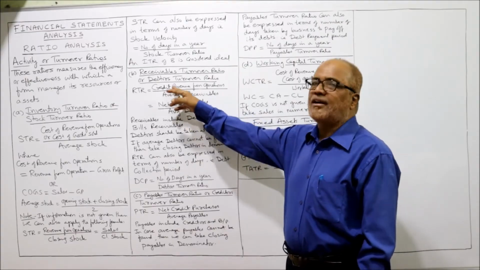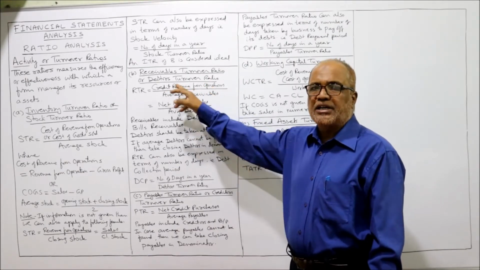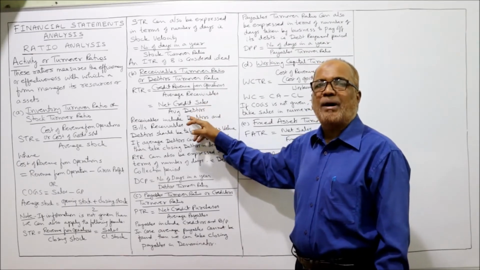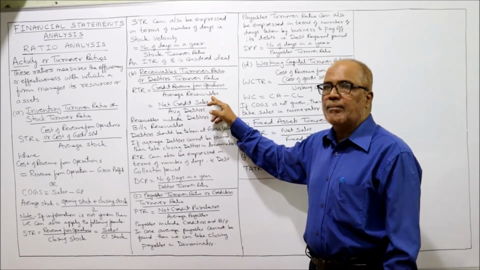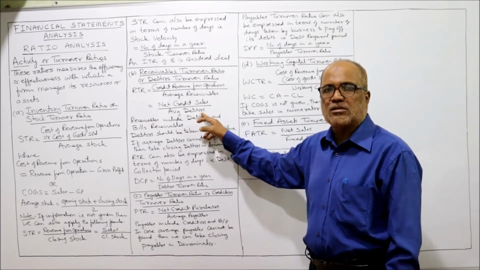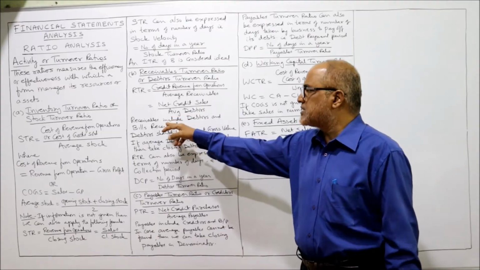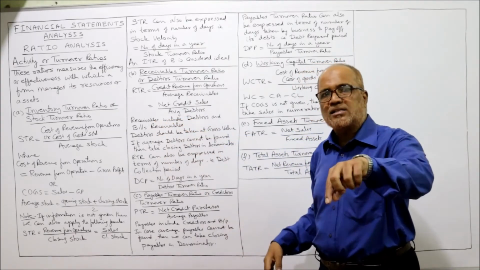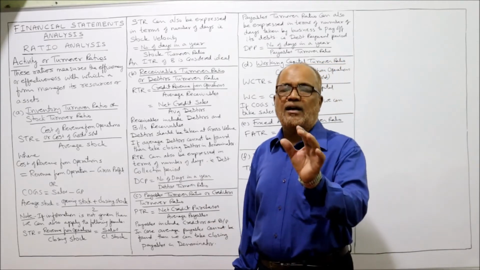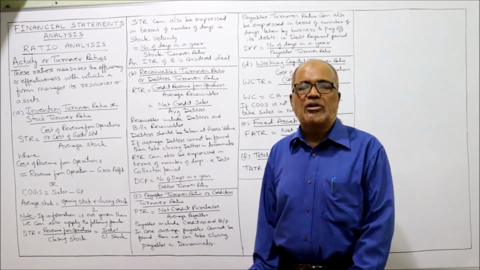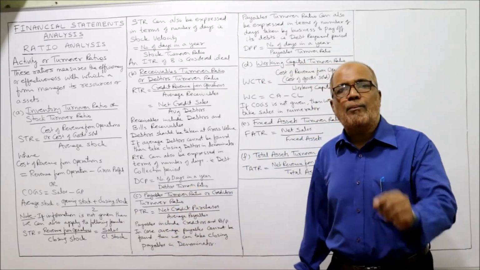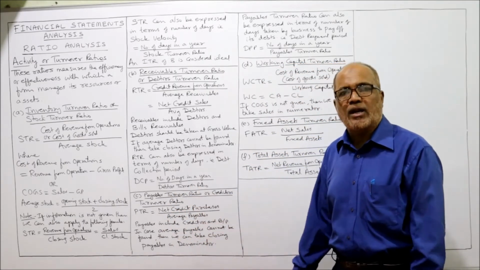Net credit revenue from operations, or net credit sales, divided by average receivables, or simply net credit sales divided by average debtors. Debtors and receivables mean the same. Receivables include debtors as well as bills receivable, right? If you want the debtors turnover ratio in number of days, we call it the debt collection period. The debt collection period is equal to the number of days in a year divided by debtors turnover ratio.